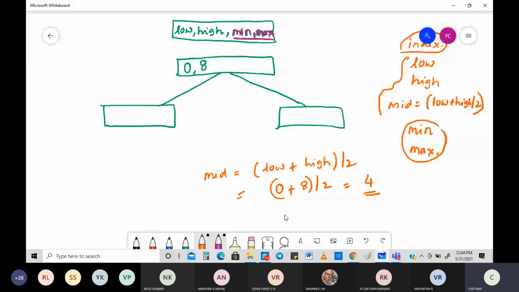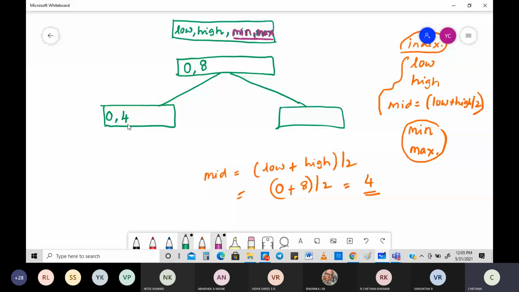So in this place again I need to write from low to high, right? So towards the left side, when you split this, what is going to happen? I will be getting the low value as 0. The high value will be up to the midpoint, which is 4.